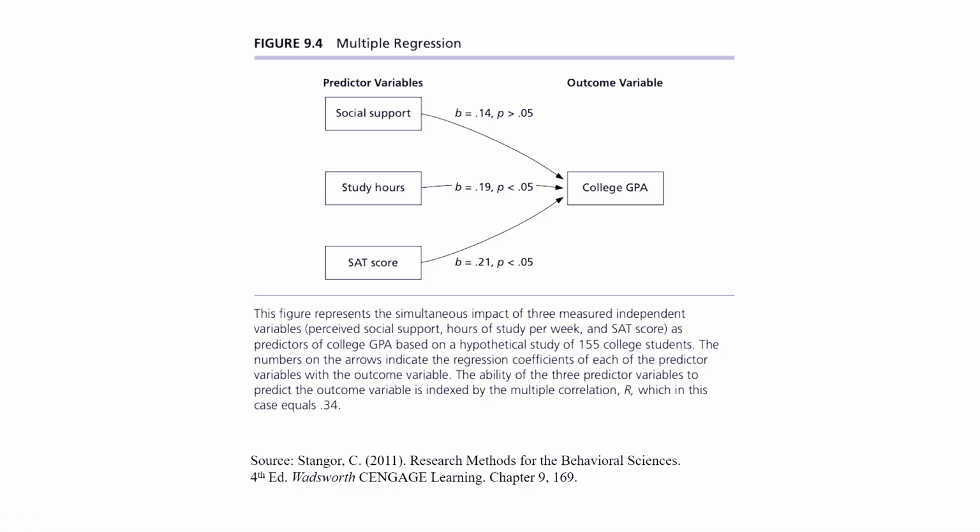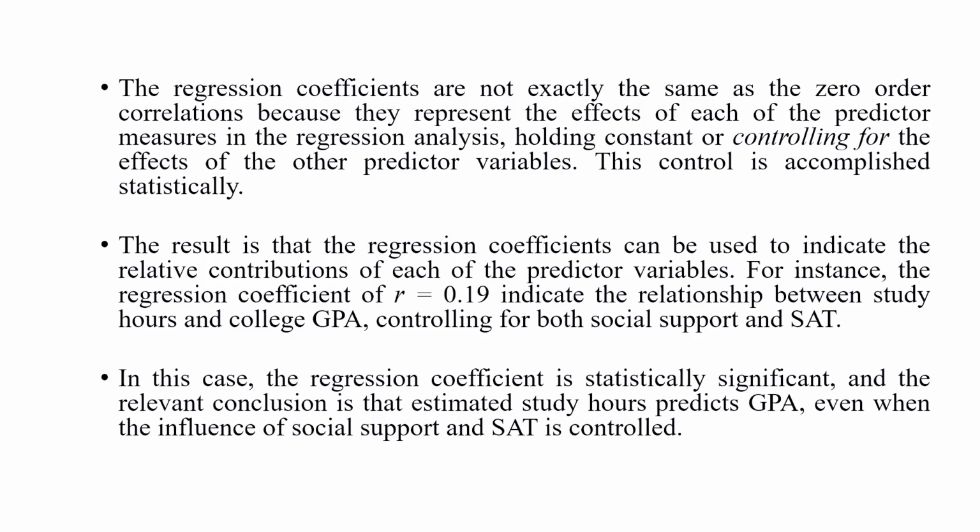That is why the beta weight is written there. So, that is why the B is there. The result is that regression coefficients can be used to indicate the relative contributions of each of the specific variables. For instance, the regression coefficient of, I should have written B equals 0.19, indicates the relationship between study hours and college GPA controlling for both social support and SAT. That is what I was telling you. In this case, you can see that the regression coefficient was statistically significant, and the relevant conclusion that you can make is that estimated study hours do have a propensity to predict the GPA in college.